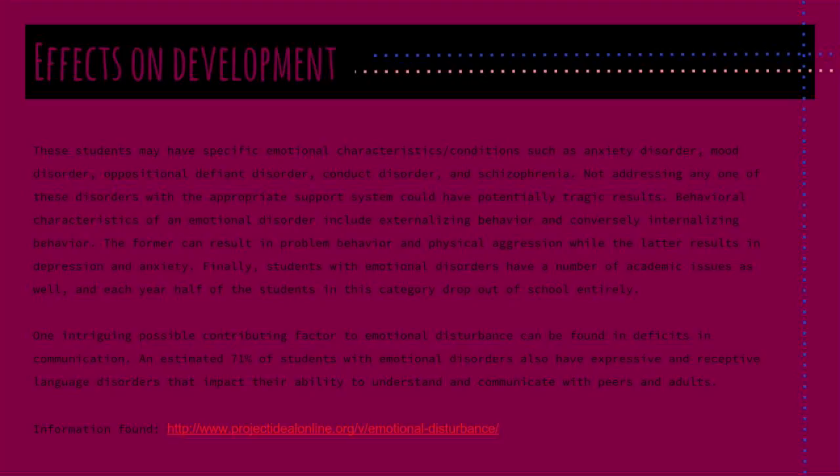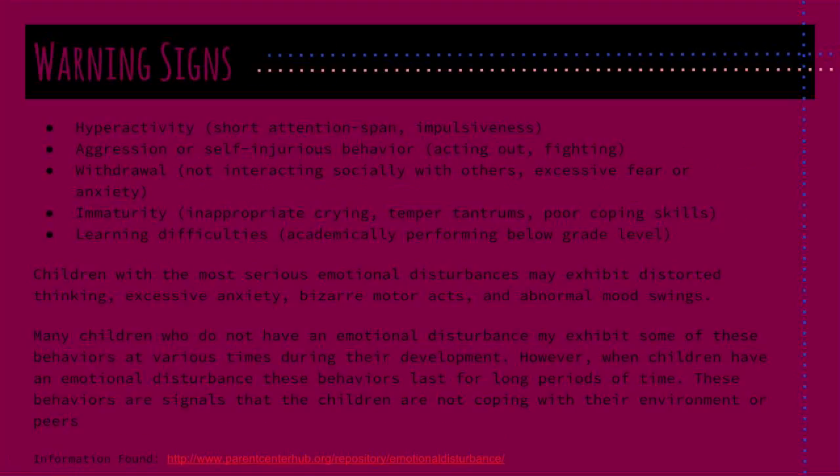There's really too many effects to go into all of it, but basically all of them can result in problem behaviors, physical aggression, depression, anxiety. These are all possible effects if the disability isn't addressed. So some warning signs are hyperactivity, aggression or self-injury, social withdrawal, what looks to us to be immaturity, such as inappropriate crying, temper tantrums, poor coping skills, and learning difficulties.